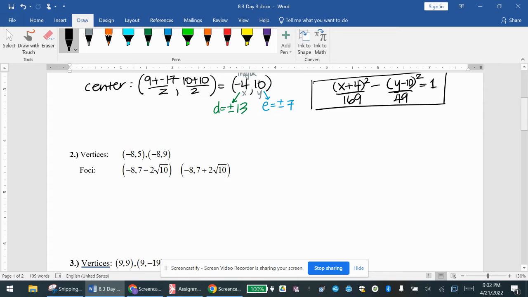This time we're given the vertices and foci. So the center, like I said, is exactly the halfway mark, the midpoint or the average between the x and the y values of any given pair, whether they're vertices, co-vertices, or foci. So I'm going to add up the x's and divide by 2, add up the y's and divide by 2, and you'll get a center of negative 8, comma 7.